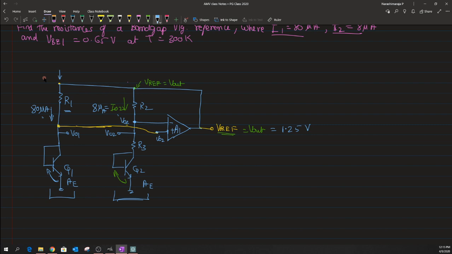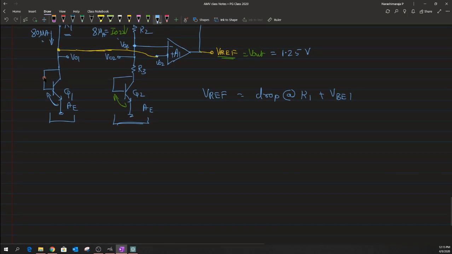Okay. So with that being said, I could write this V reference as the drop across the resistance R1 plus the VBE of transistor 1, and already the VBE of transistor 1 is given, which is 0.65, and the V reference is equal to 1.65, and we just need to know the drop across the resistor.